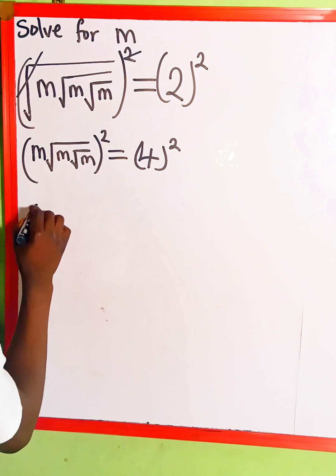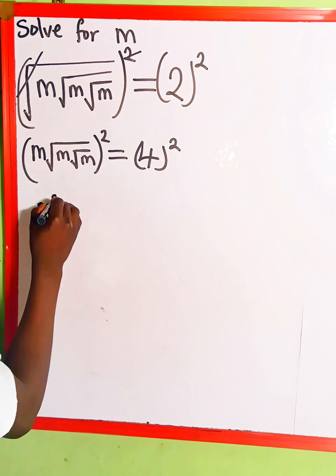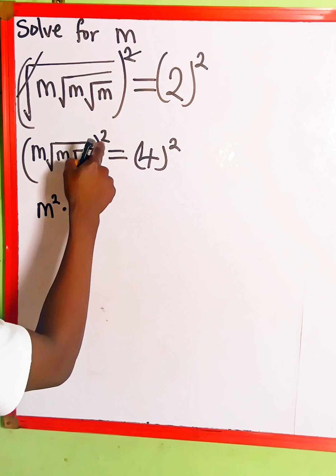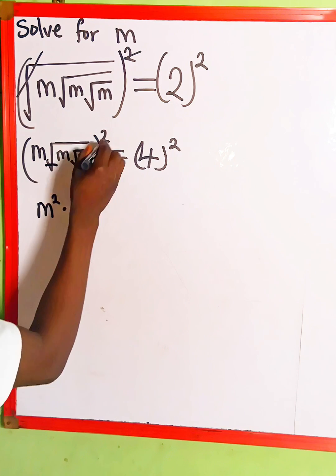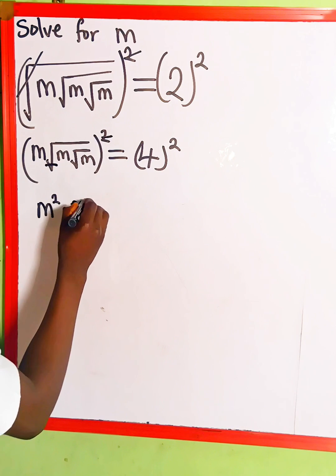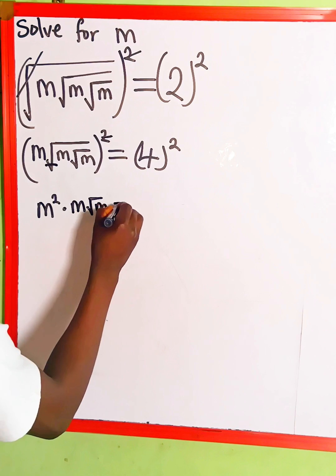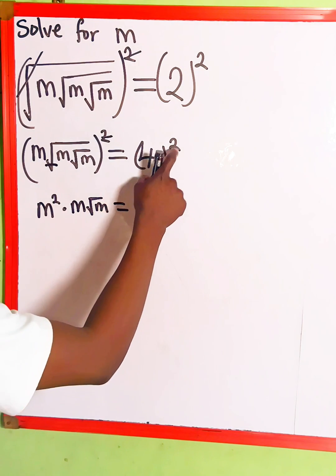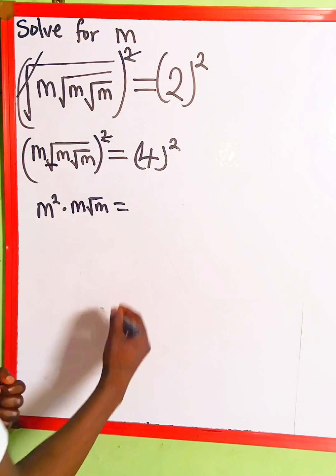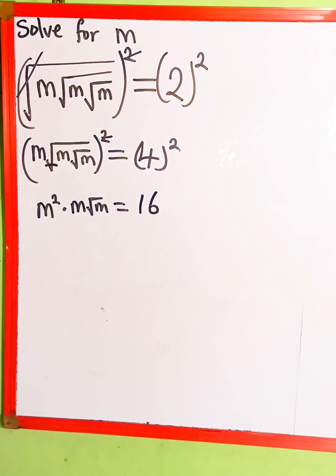So m to power 2 is the same as what? M squared, then multiplied by the square, which is going to cancel the square root. We are going to be left with what? M then square root of m. So everything will be equal to 4 raised to the power of 2, which is 4 multiplied by 4, which is going to give us 16.